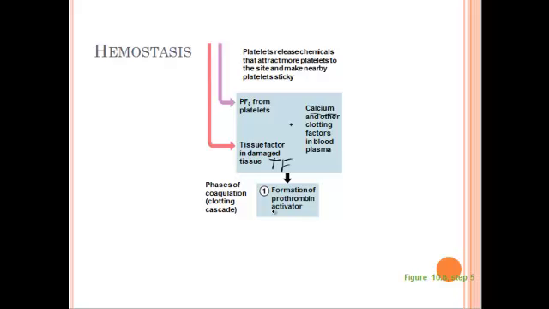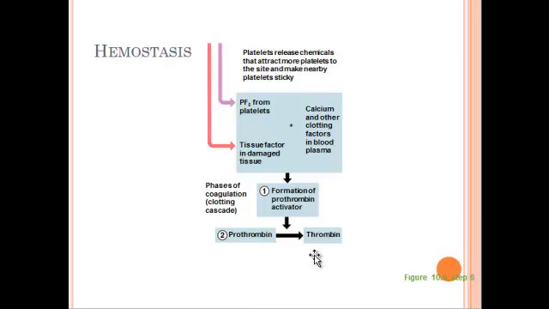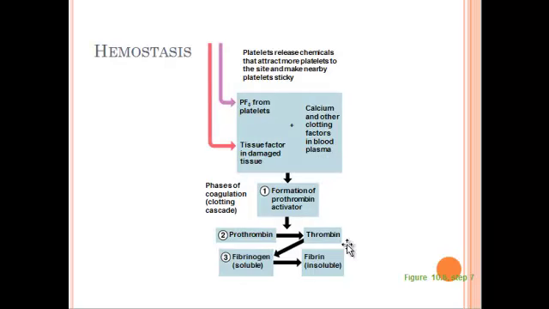So PF3 and the TF are going to interact also with calcium and other clotting factors in order to create an activator called prothrombin activator, and this is needed in order to produce something called thrombin. So prothrombin is activated and becomes thrombin. And then thrombin, in turn, activates fibrinogen to become fibrin. So fibrin is the actual fibers that form the clot. This is where we're trying to head to.